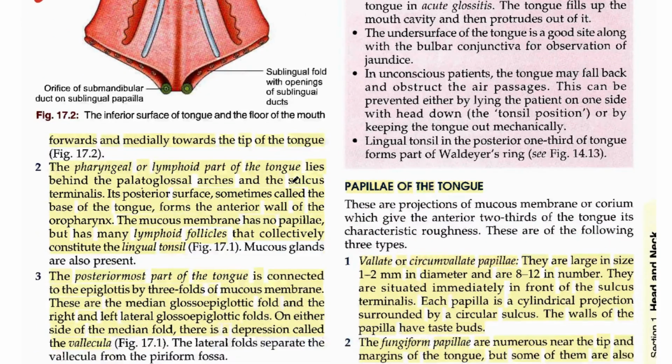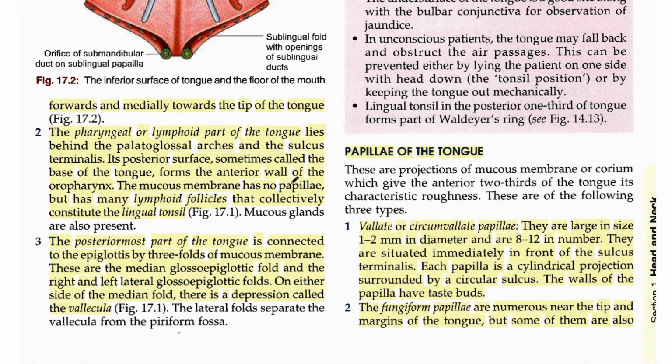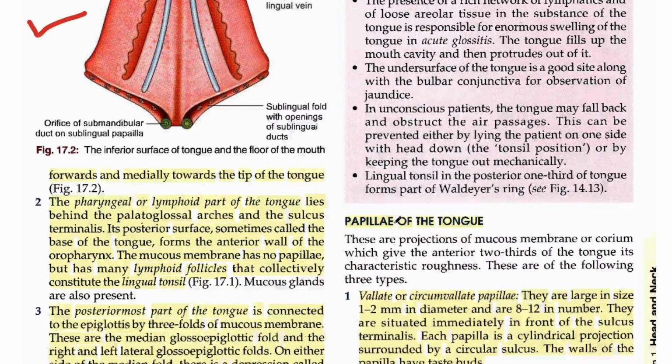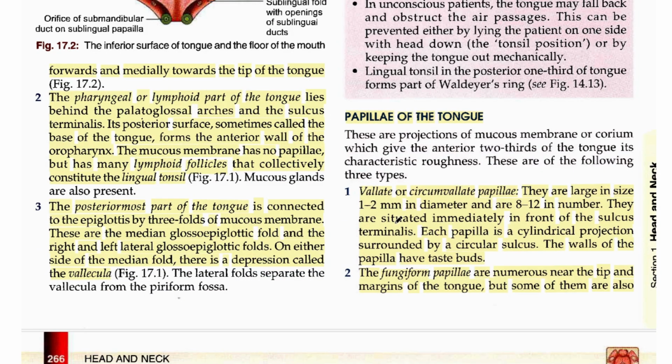Next comes the papillae of the tongue. So first give the brief introduction of the tongue, write about the oral and the pharyngeal part, and you can write that the pharyngeal part, or the lymphoid part, of the tongue lies behind the palatoglossal arches and the sulcus terminalis. The posterior most part of the tongue is connected to the epiglottis by a threefold of mucous membrane. So this is the introduction of the tongue. Now we move on to the papillae of the tongue.